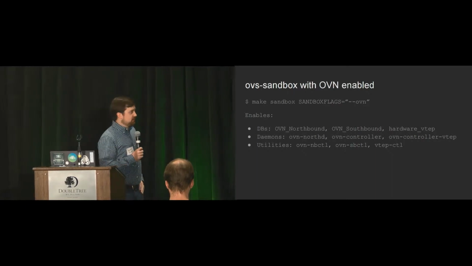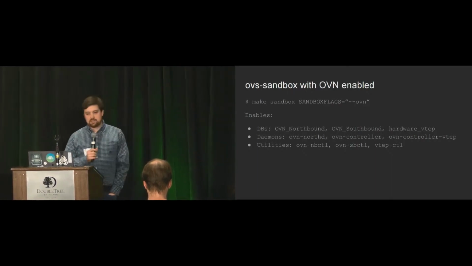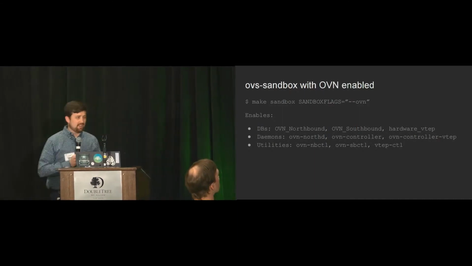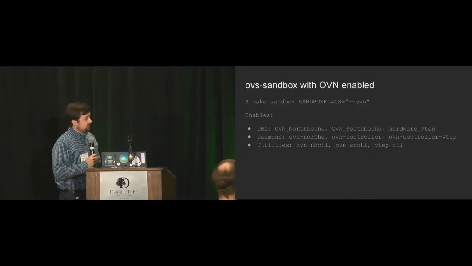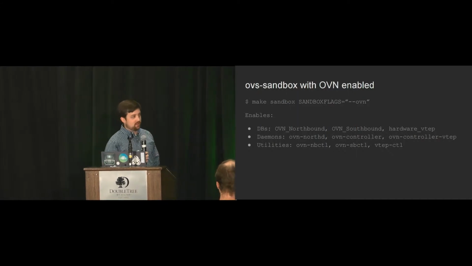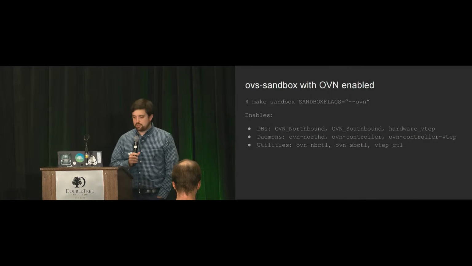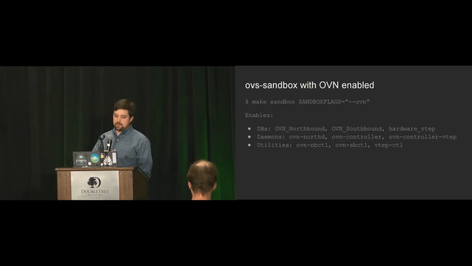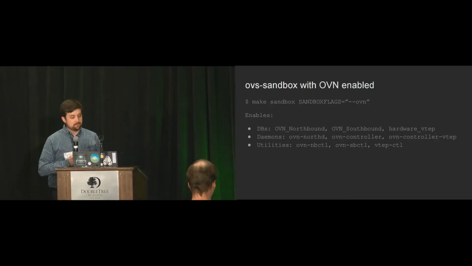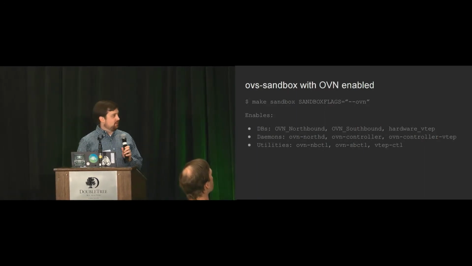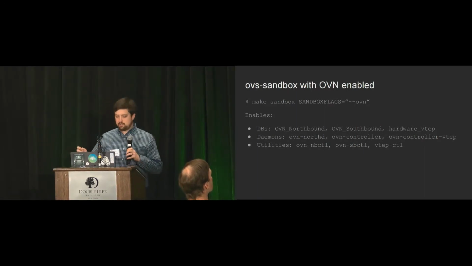To do this with OVN, it includes OVN support, but it's not on by default, so you pass this OVN flag to it. What this does is it creates the OVN databases, the northbound and southbound databases. It also creates the hardware VTEP database if you want to try out the VTEP gateway integration. It runs the OVN daemons and also makes available to you the OVN utilities as well as the VTEP control utility. And once you have that, then you can start creating your logical switches and ports and so forth.